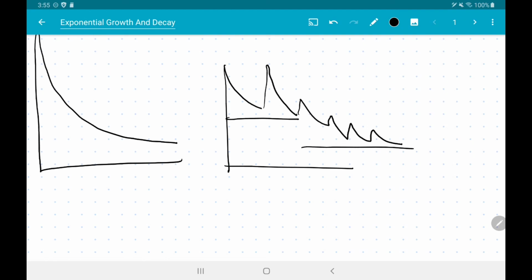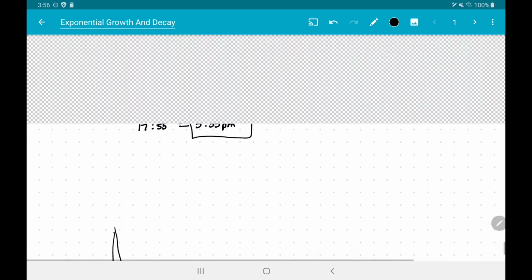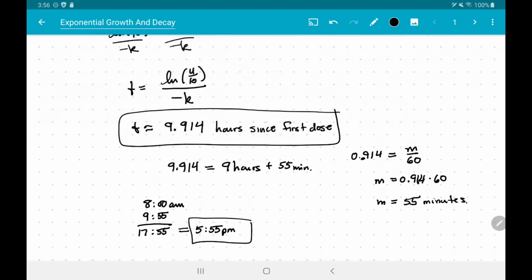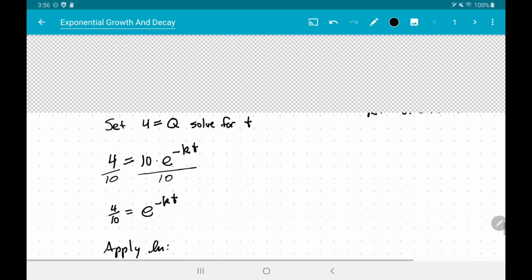So this exponential decay of chemicals is why treatments are given the way they are. Okay, so there you go. Exponential growth and decay, and a variety of solving techniques.